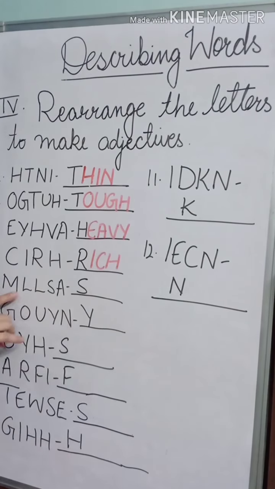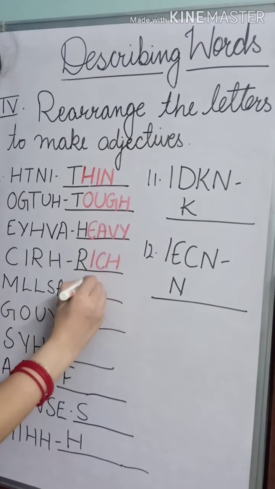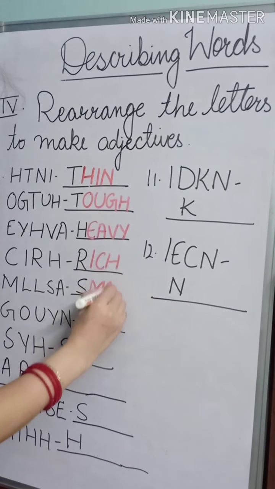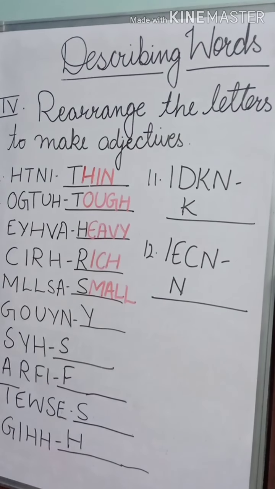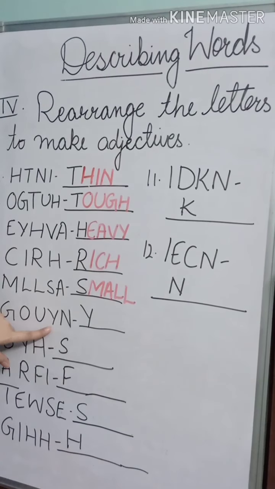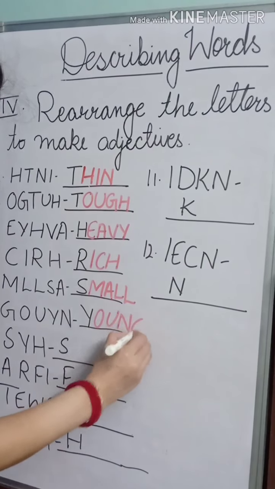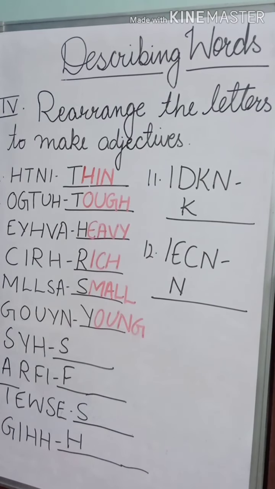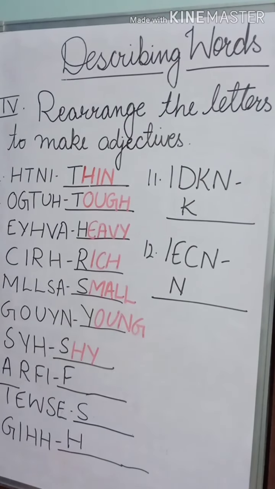Next, M-L-L-S-A, and it begins with S, so it must be S-M-A-L-L, small. Next, G-O-U-Y-N. And it begins with Y. So it's Y-O-U-N-G. Young. Next. S-Y-H. And it begins with S. So it must be S-H-Y. Shy.